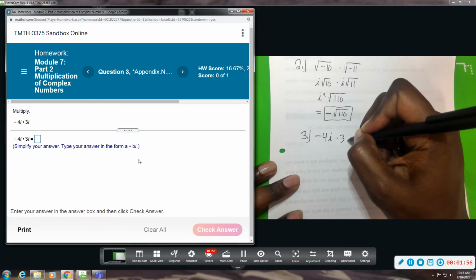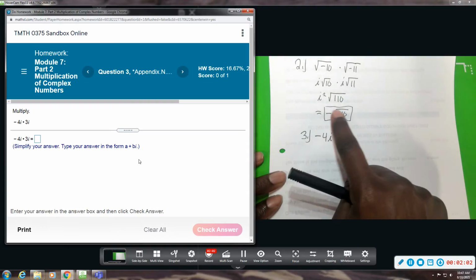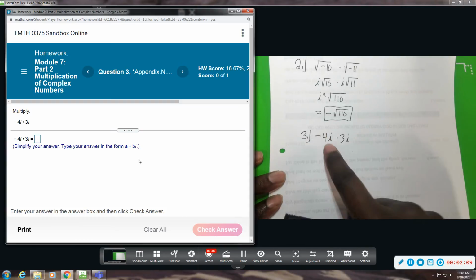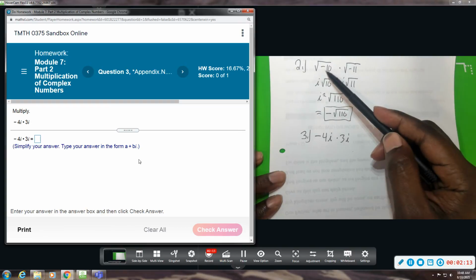times 3i. Now be careful, just because you see a negative, don't always try to change it into imaginary, because once you get used to doing that with square root, you might just make that mistake. So just be wary of that. Just because you have a negative doesn't mean it's going to turn into imaginary. The only time you do that is when that negative is underneath the square root.